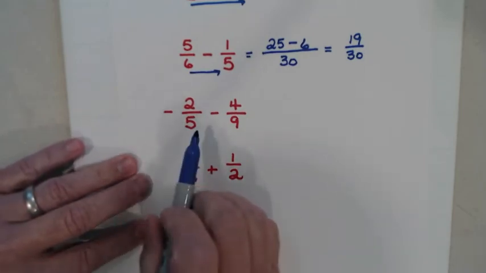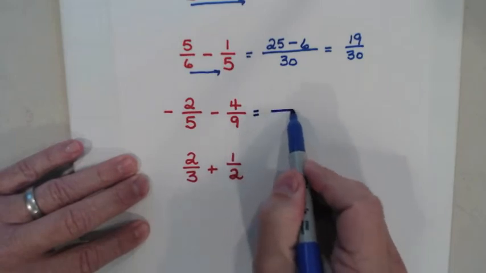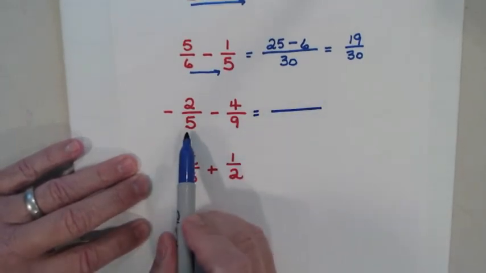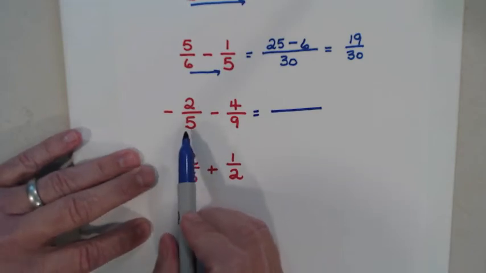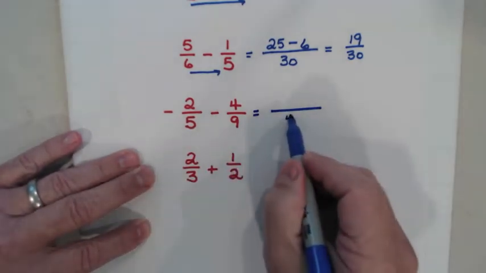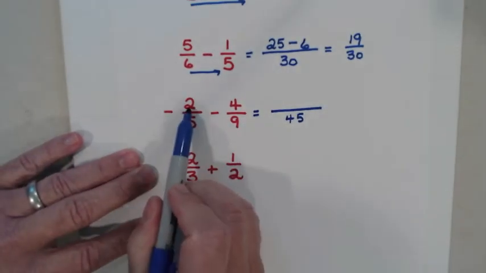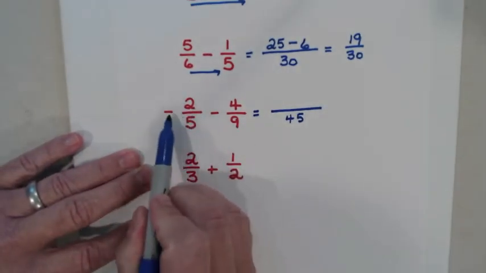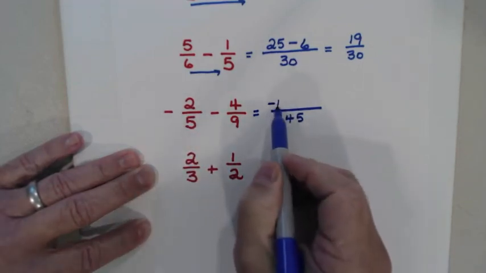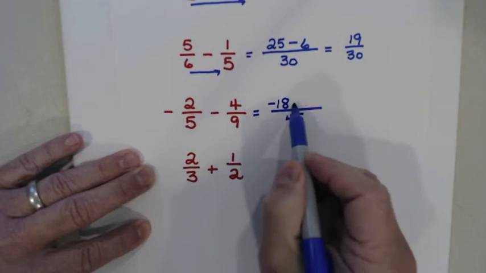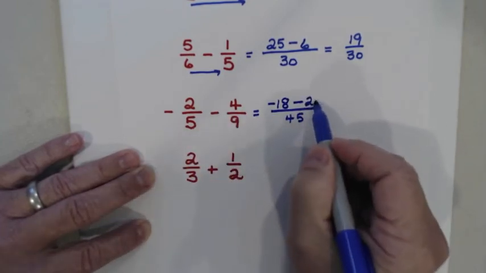Let's try one where they're both negative. I've got a negative 2/5 and a negative 4/9. Same thing, I need a common denominator, so it's easy. I just multiply my denominators together. 5 times 9 is 45. I'm going to take this number right here and multiply it to this one. This is 9 times negative 2, negative 18. Minus, multiply these two together, 20.